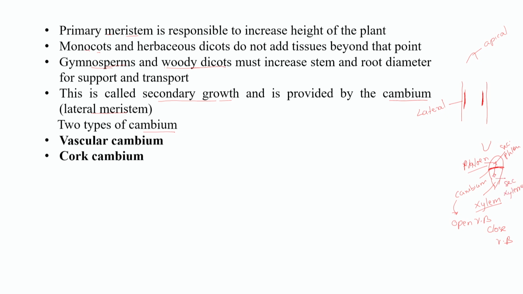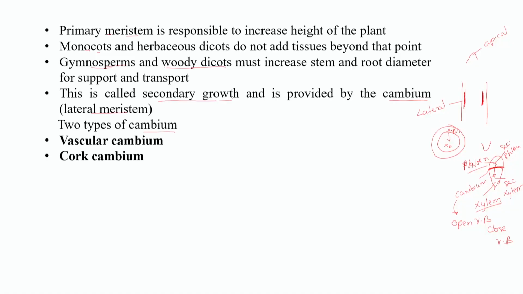But see, when tissues are increasing, suppose this is a cambium here which is increasing xylem on this side and phloem on this side. So, the tissues are increasing. When the tissues increase in diameter, they will push the cells which are present on the outer side. Now, with this increase in mass, if the outer cells are not also increasing, then they will be completely broken down, they will be completely crushed.